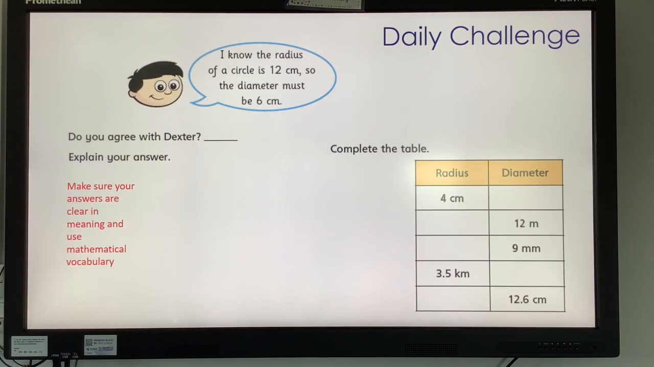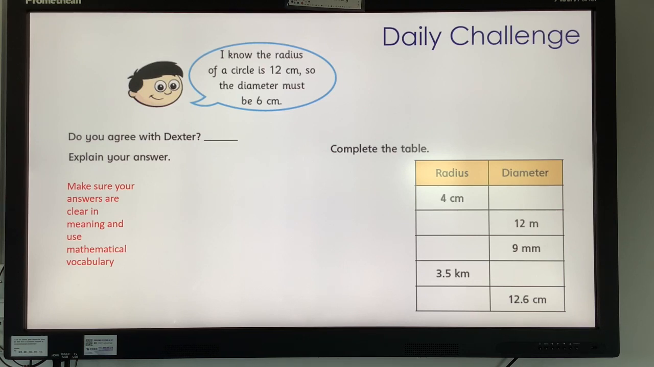So, Dexter. Do you agree with Dexter? He says, I know the radius of a circle is 12 centimetres, so the diameter must be 6 centimetres. Do you agree? So read it again, think very carefully about what he's saying. Do you agree with him? Use your mathematical vocabulary to explain.